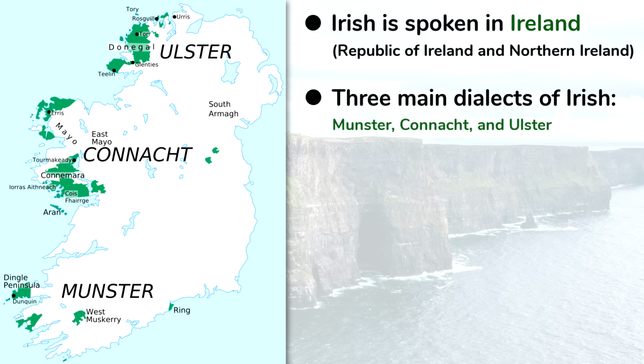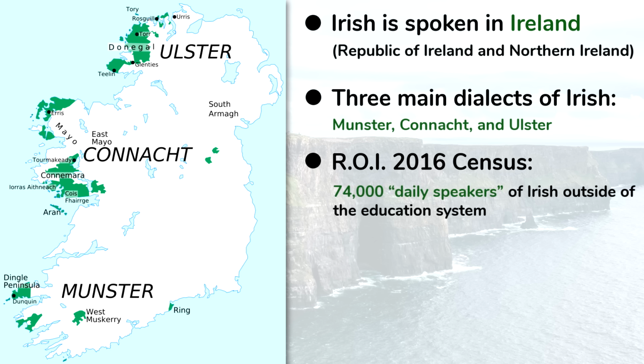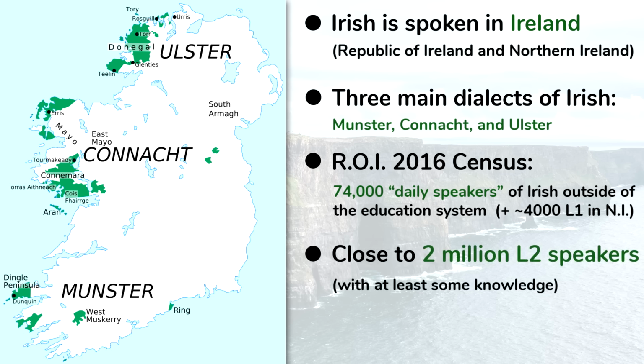It's difficult to get statistics about the number of native speakers of Irish, but according to the Republic of Ireland's census of 2016, there are around 74,000 daily speakers of Irish outside of the education system, which is less than 2% of the population. And there are a little over 4,000 native speakers in Northern Ireland. But there are close to 2 million second language speakers with at least some knowledge of Irish, and it's a required subject in schools in the Republic of Ireland. Which many students love to complain about: history.